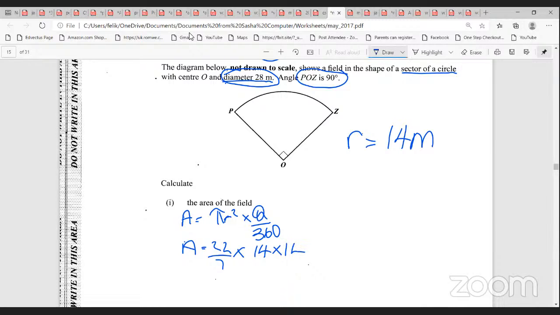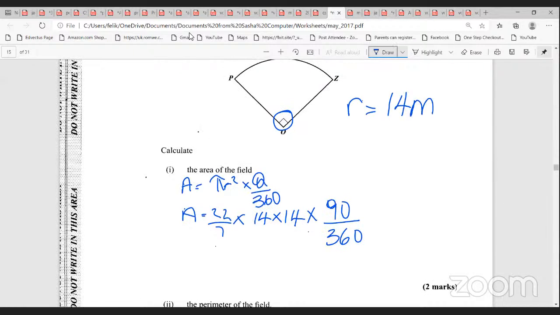So it's 14 times 14 times, what value will we use for theta? Theta stands for what? The angle. The angle, good. And what's the angle for this sector? What's the angle here? 90. Yes, it's 90. Well done. So it's 90 all over 360. Nice. All right.